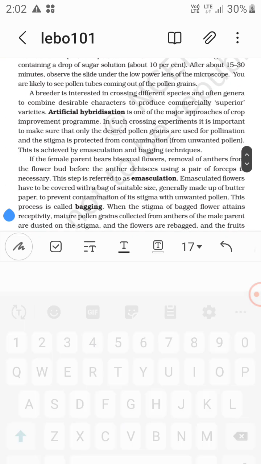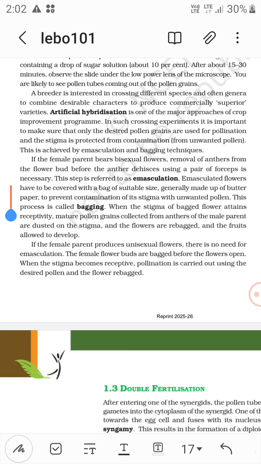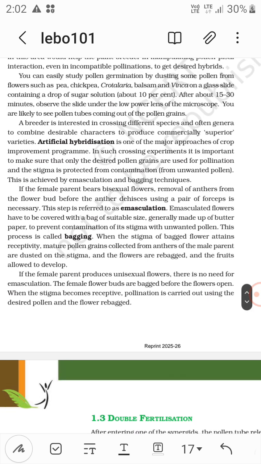Now a breeder is interested in crossing different species and often genera to combine desirable characters to produce commercially superior varieties. Artificial hybridization is one of the approaches of crop improvement programs. In such experiments, it is important to make sure that only the desired pollen grains are used for pollination and the stigma is protected from contamination from unwanted pollen. This is achieved by the emasculation and bagging technique.